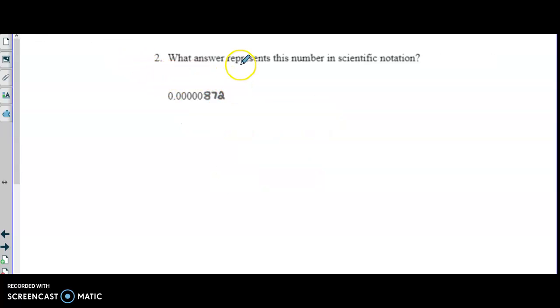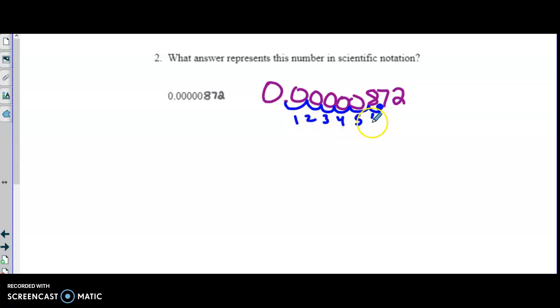All right, it says, what answer represents this number in scientific notation? I'm just going to write it bigger for my own sanity. Okay, so again, I want the decimal to end up after the first number that's not 0. So I'm going to start where it started, and I'm going to count how many spaces I moved to get it there. So 1, 2, 3, 4, 5, 6. I moved this one 6 spaces.